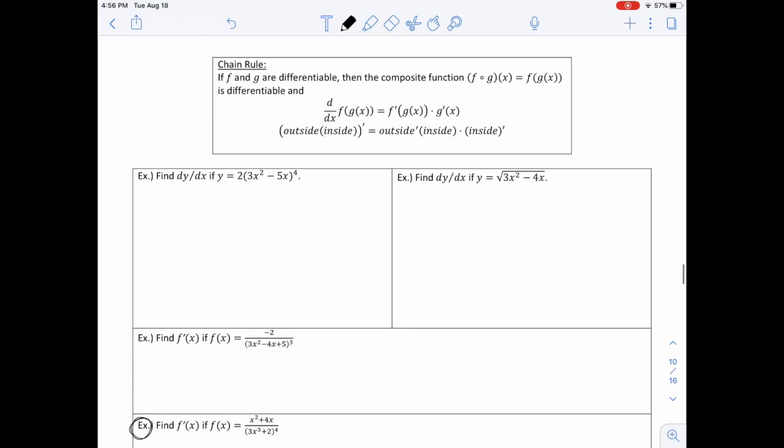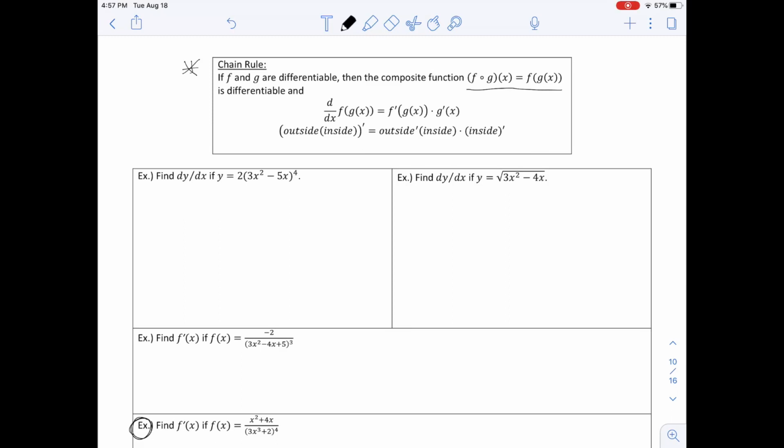So the chain rule says if f and g are differentiable, then the composite function f of g of x, where you have a function inside another function, is also differentiable. And the derivative of this composite function is going to be the derivative of the outside, keeping the inside the same, times the derivative of the inside. And it's written there in function notation and then also with words.